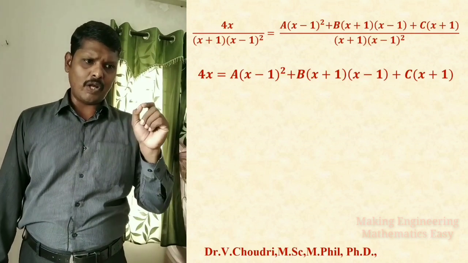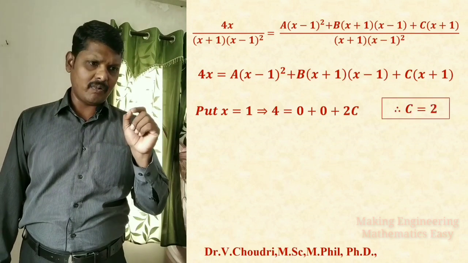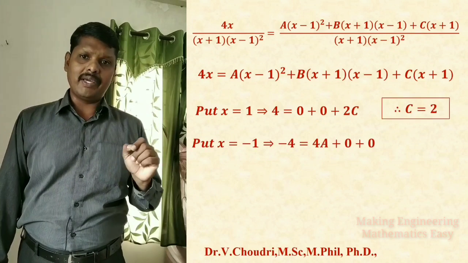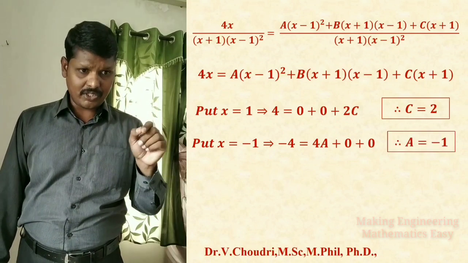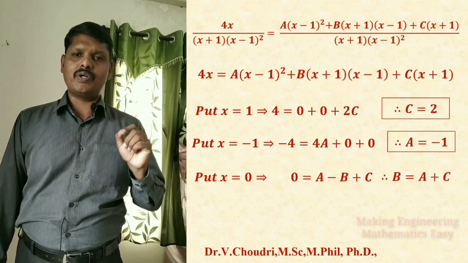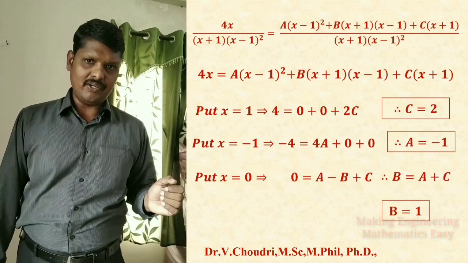What happened? We'll put x equal to 1. You may get c value equal to 2. When you put x equal to minus 1, you may get a value equal to minus 1. Then if you put x equal to 0, you may get b value equal to 1. Successfully, we found all the a, b, c values.